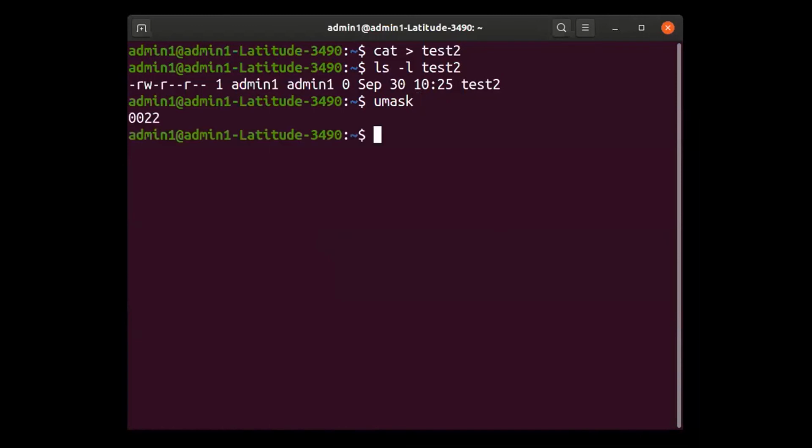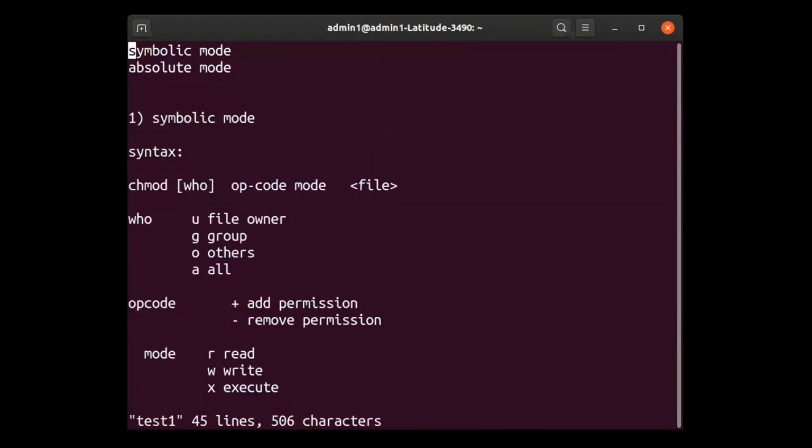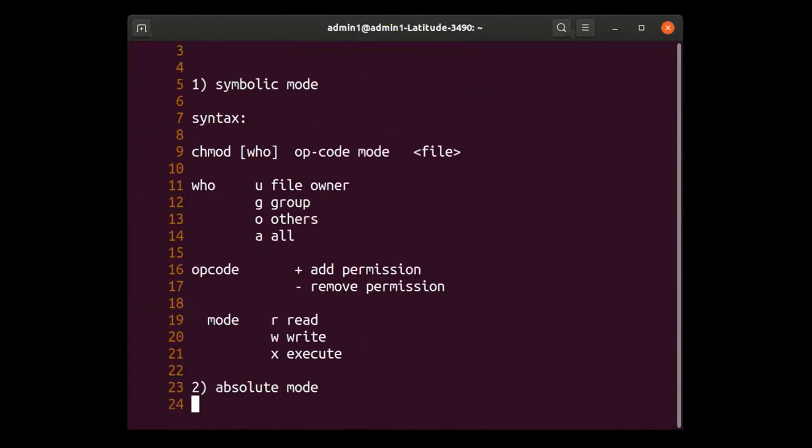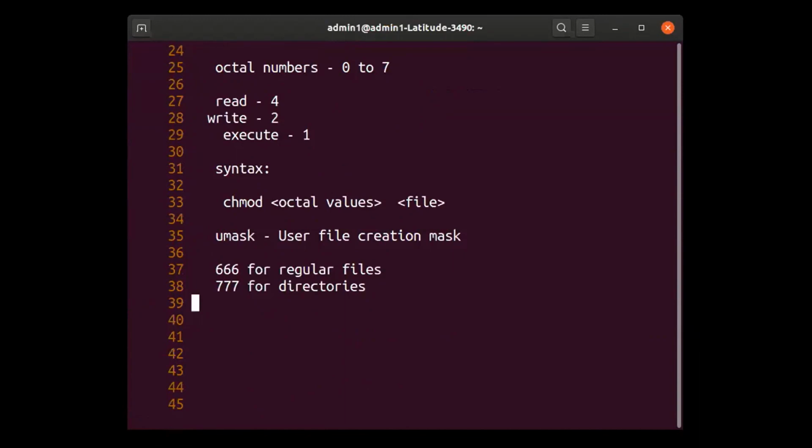Here I am getting 0022. So we just ignore the first 0, in which case it is only 022. Now watch out carefully what I am telling. The umask value is 022. So I am going to go to the editor. Now watch out carefully. Your umask value was 022.